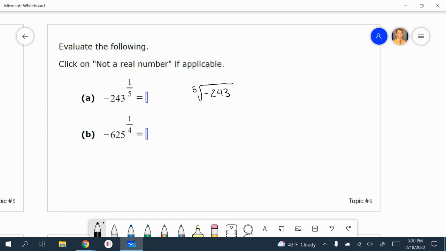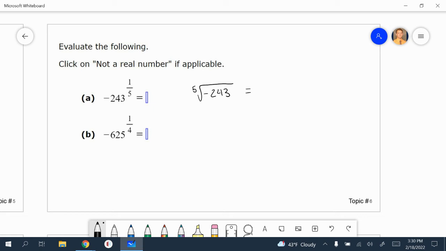And so you'd have to type that into a calculator to figure out what that is. I don't have one on me right now, so I don't actually know what that is. But I do know right now that that is going to work. It's going to be a real number, because you can take the 5th root of a negative number. You can actually take odd roots of negative numbers. Any even root, you can't take the negative, or you can't do it.